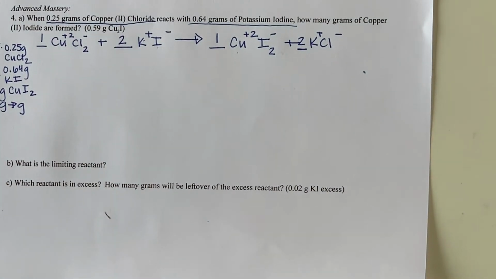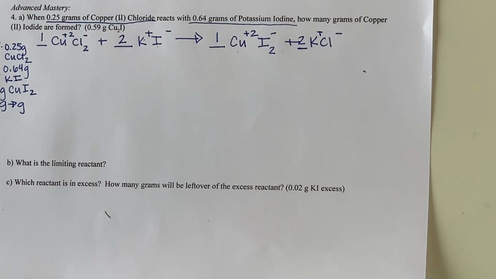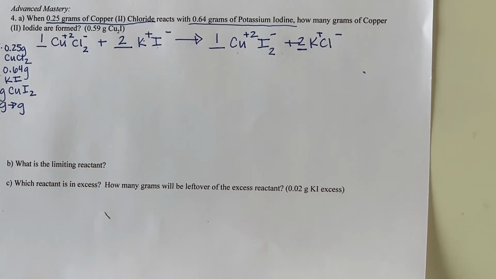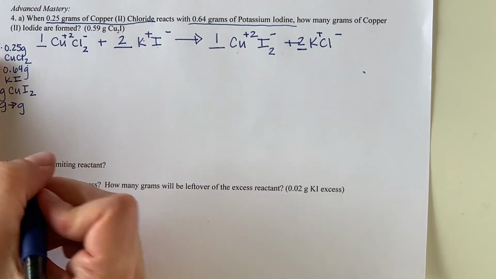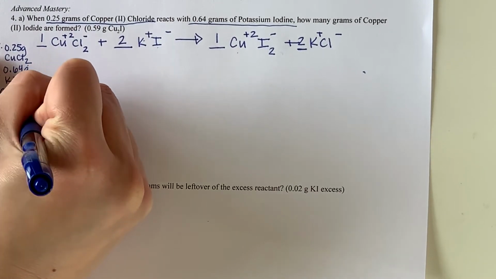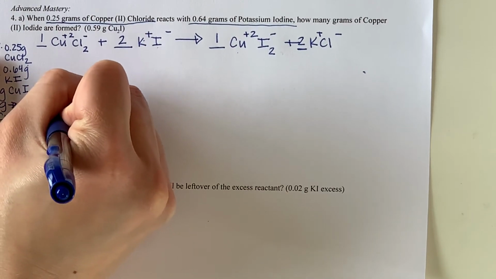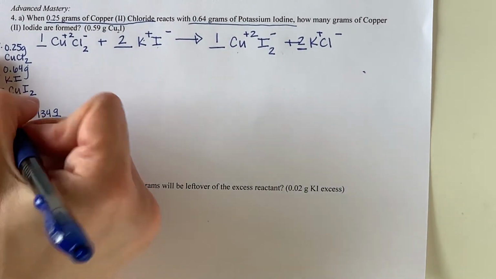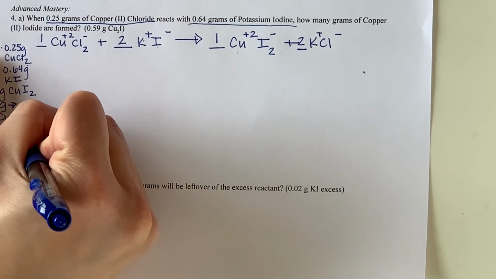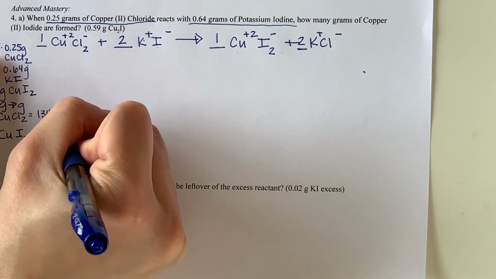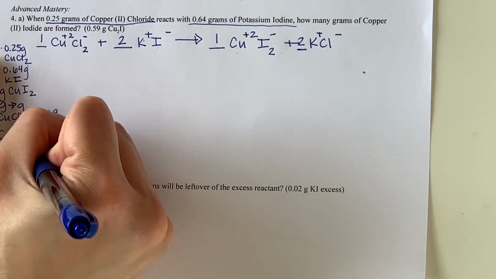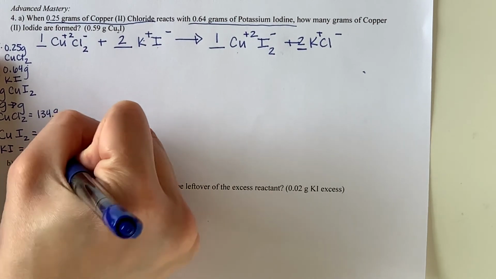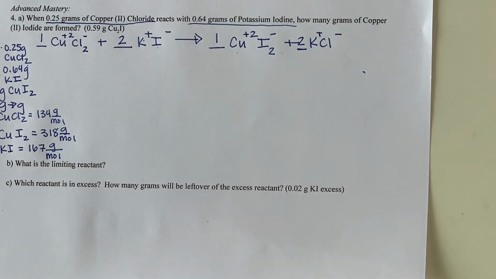And then the other thing I'm going to need to know for this problem is all my molar masses. I'm assuming you know how to do that by now, but it's where we take the number of particles we have in our compound and multiply it by the molar mass from the periodic table. So my molar masses, I'm going to need it for CuCl2, and I like to do that ahead of time, so I just have it. CuCl2 should be 134 grams per mole. CuI2 should be 318 grams per mole. And potassium iodide should be 167 grams per mole. That's what I need to get me started on this problem.